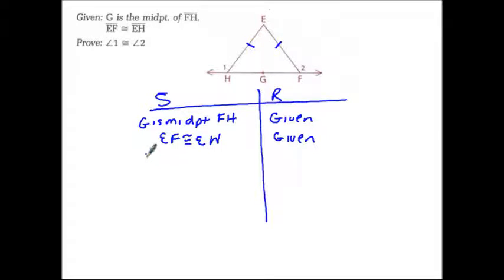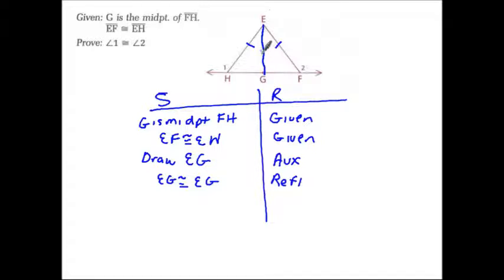Let's go ahead and draw EG to create two triangles. The reason why I can do that is auxiliary. Auxiliary allows me to connect any 2 points. Now, let's look at our picture. And what do I notice? EG is congruent to EG, reflexive.